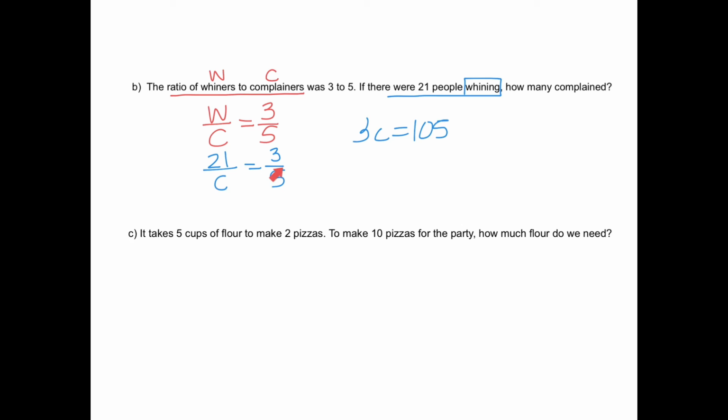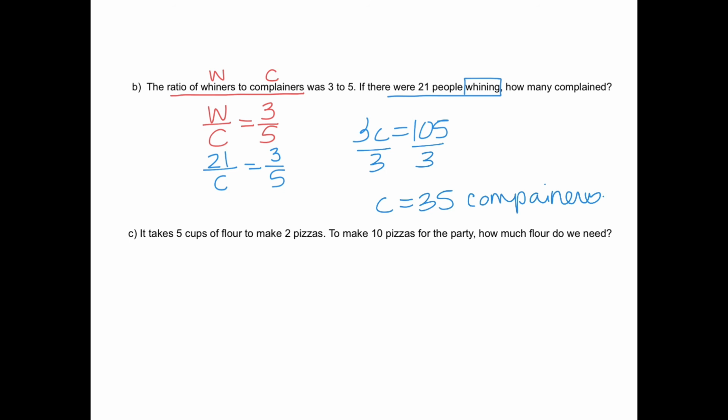I did cross multiply, though I had to write my work up here because I'm running out of space. 3 times C is 3C, 21 times 5 is 105. Dividing both sides by 3, C equals 35. So there were 35 complainers given this situation. Please go ahead and try the last one on your own.